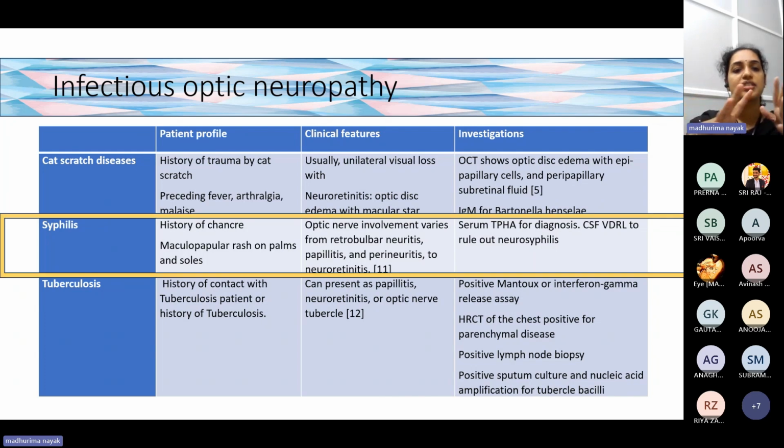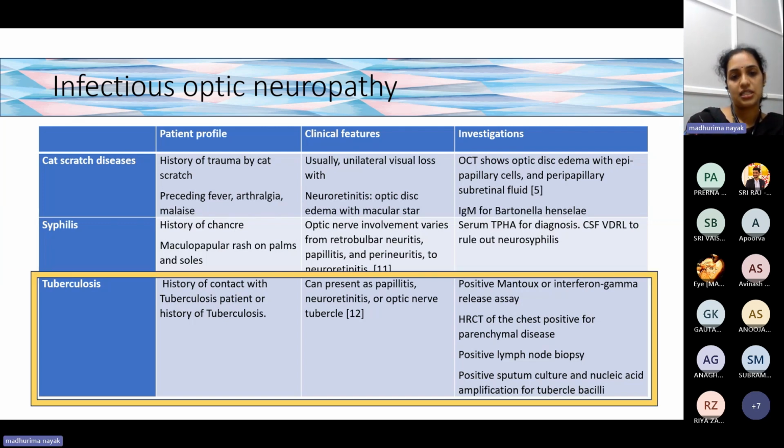The next is syphilis. Syphilis, as you know, is a big masquerader and it's back. The cases are rising. It's not a disease of the past. You're seeing a lot of syphilis nowadays. There's usually a history of chancre or maculopapular rash on the palms and soles. Then the optic nerve can have varied manifestations. Like I said, it's a masquerader. You can have any sort of manifestation.